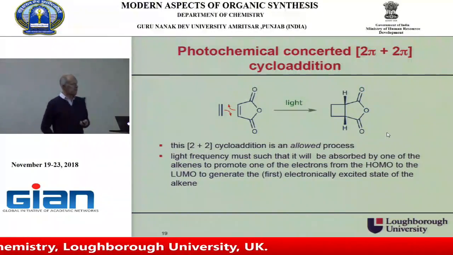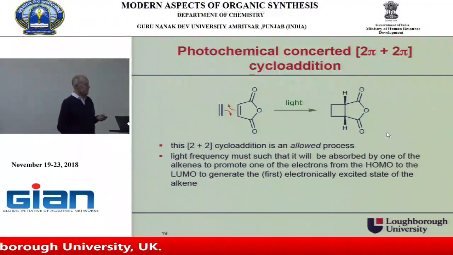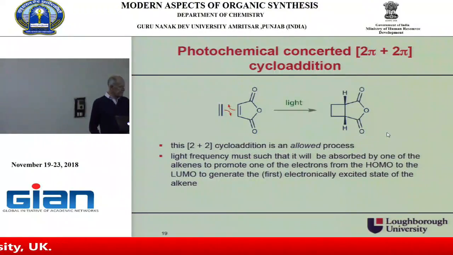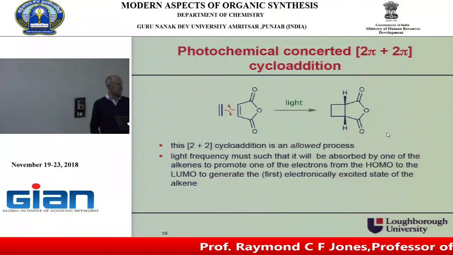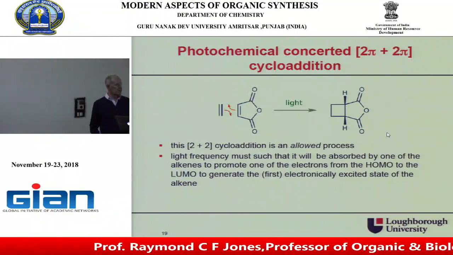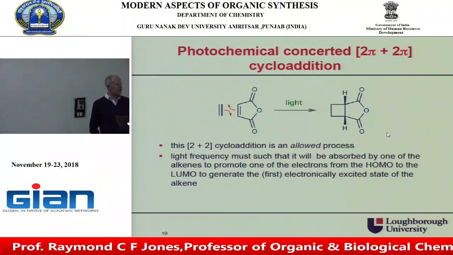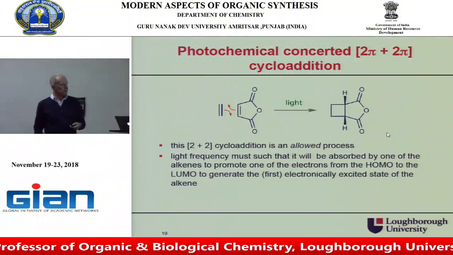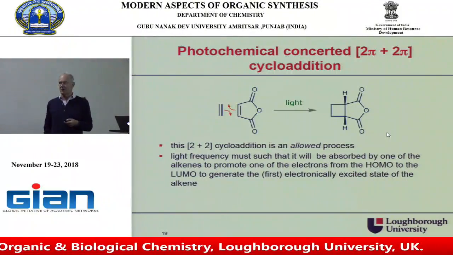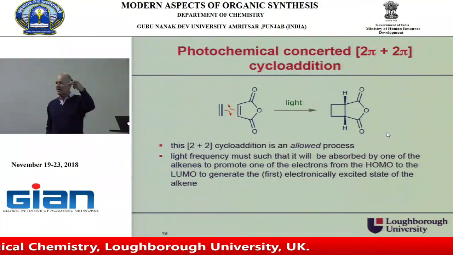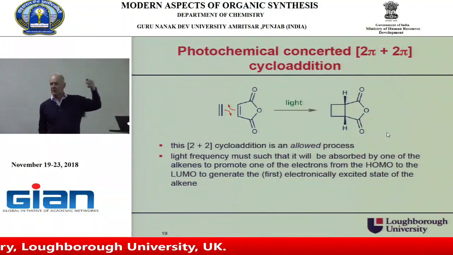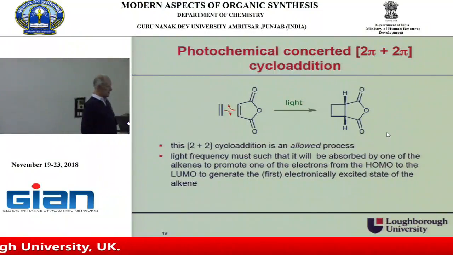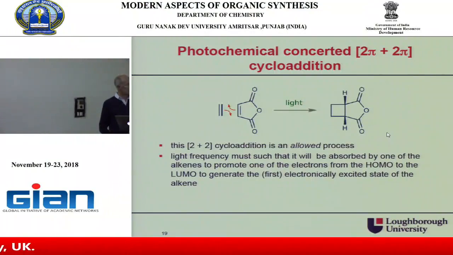But if you do photochemistry, it is allowed, 2 plus 2. What is going to happen here is the light frequency, or energy, is such that it will be absorbed by one of the alkenes to promote one of the electrons from what was the HOMO to what was the LUMO to generate a first electronically excited state. So now we have what are sometimes called SOMOs, singly occupied molecular orbitals. So in one of the two components, we have one electron going up into what used to be the LUMO. So let's see what that does.